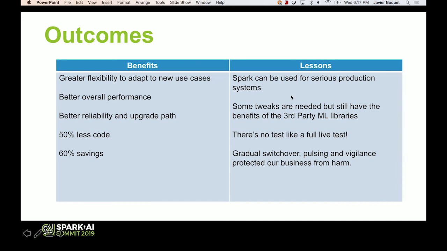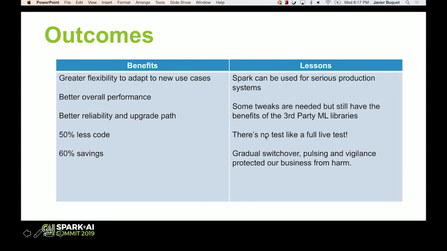And some of the lessons that we learned is that Spark, of course, can be used for serious production systems, and we are running this 24/7 on 5 continents, unattended every day for 2 years now with no major issues. Some tweaks are needed for the SparkML library, but you still can use the machine learning algorithms that are produced by the community and leverage that to make real-time decisions in a production environment.